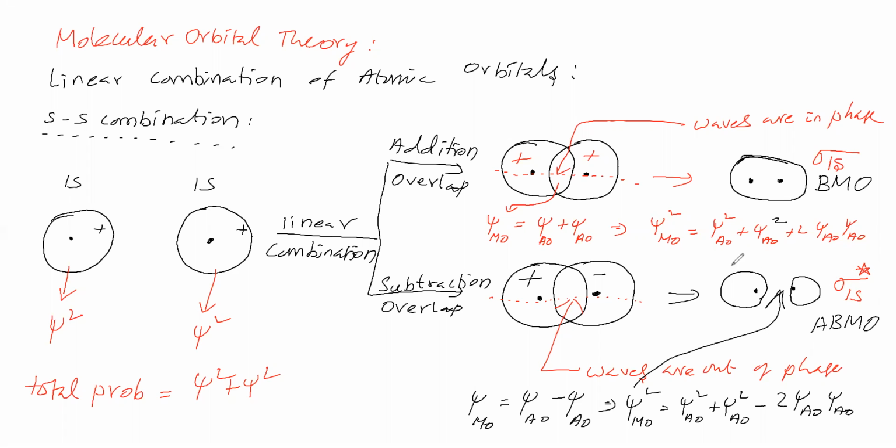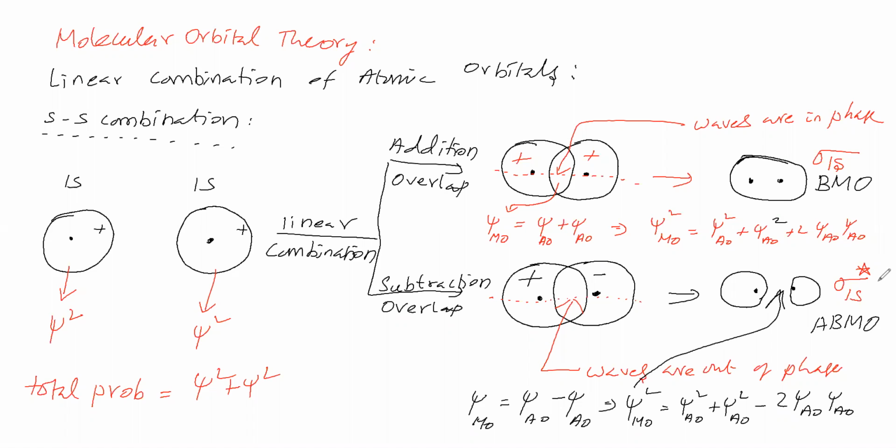Now we will go to the conclusion. Here we are saying SS combination. SS combination means two S atomic orbitals from two atoms undergo linear combination. Addition overlap gives a bonding molecular orbital, subtraction overlap gives an anti-bonding molecular orbital. Therefore, when two atomic orbitals undergo linear combination, two molecular orbitals are possible. One is bonding, the other is anti-bonding. Bonding is due to addition, anti-bonding due to subtraction. This is about the SS combination.